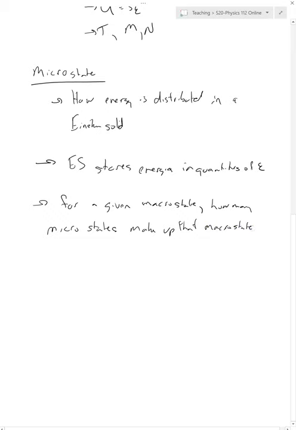All right, so this is the basic idea. Let's start really easily. And for the record, the number of different ways that we can arrange these, we're going to call its multiplicity, which we're going to use the capital omega for, and it's going to be a function of U, which is the total energy, and N, which is the total number of atoms. Again, this is the multiplicity, or number of microstates.